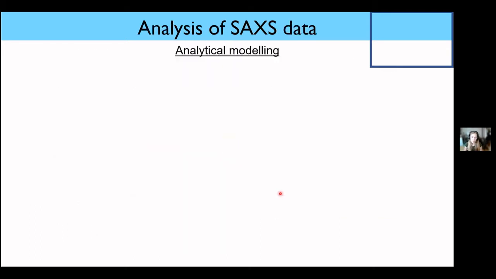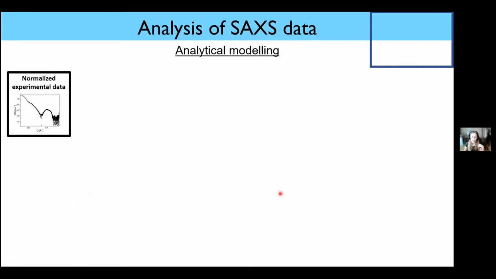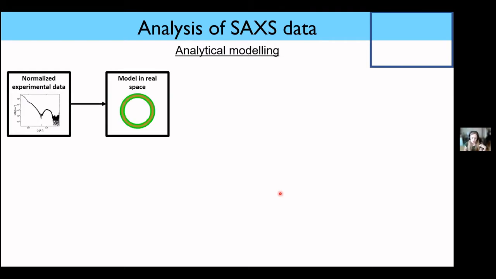Now, we say that we can study the structure on a nanoscale, but how do we actually get this information from this one-dimensional curve? So there are some model-independent approaches to SAXS data that can get you some limited information, such as, for example, the radius of gyration, if it's possible, for the particular size. But the way to get the most information on the structure is to use analytical modeling. So this requires that you have some idea of what your particle looks like.